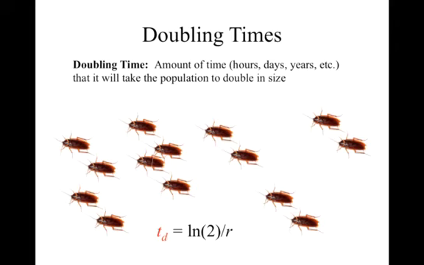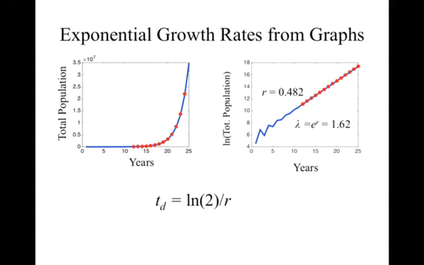Basically, to know the doubling time of a population, I just take the log of 2 and divide it by the exponential growth rate of the population. So in this particular example, to find my doubling time, I take the logarithm of 2, divide it by 0.482, and it gives me 1.44 years. So that tells me that the population doubles in size every 1.44 years.